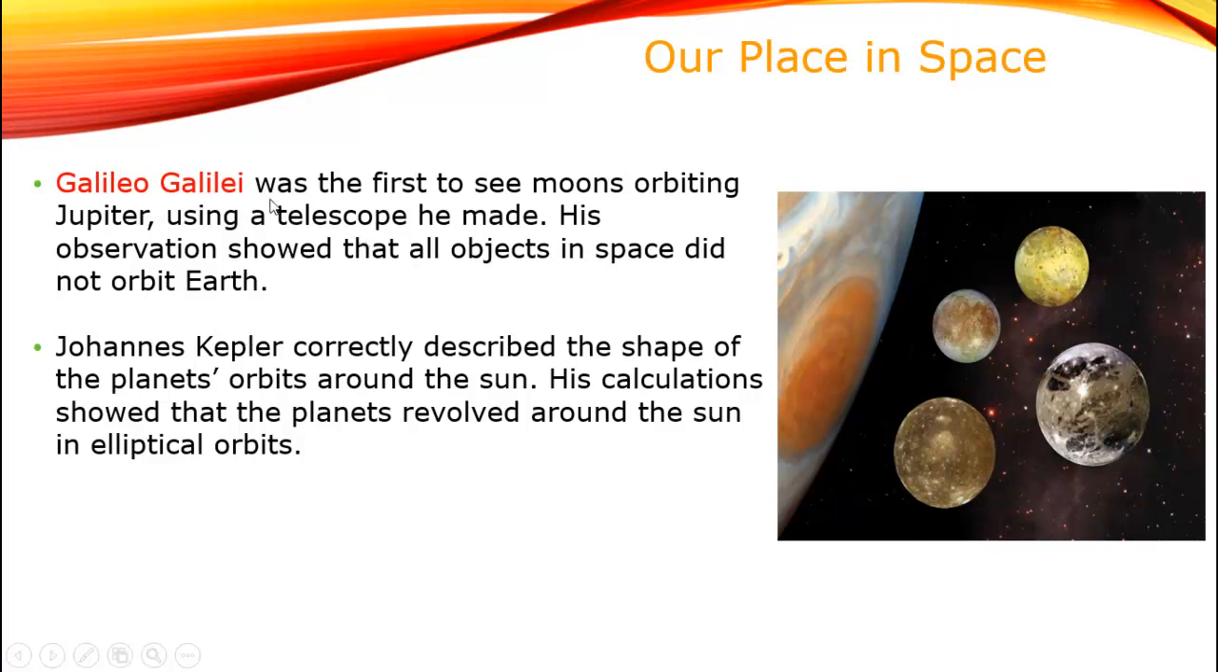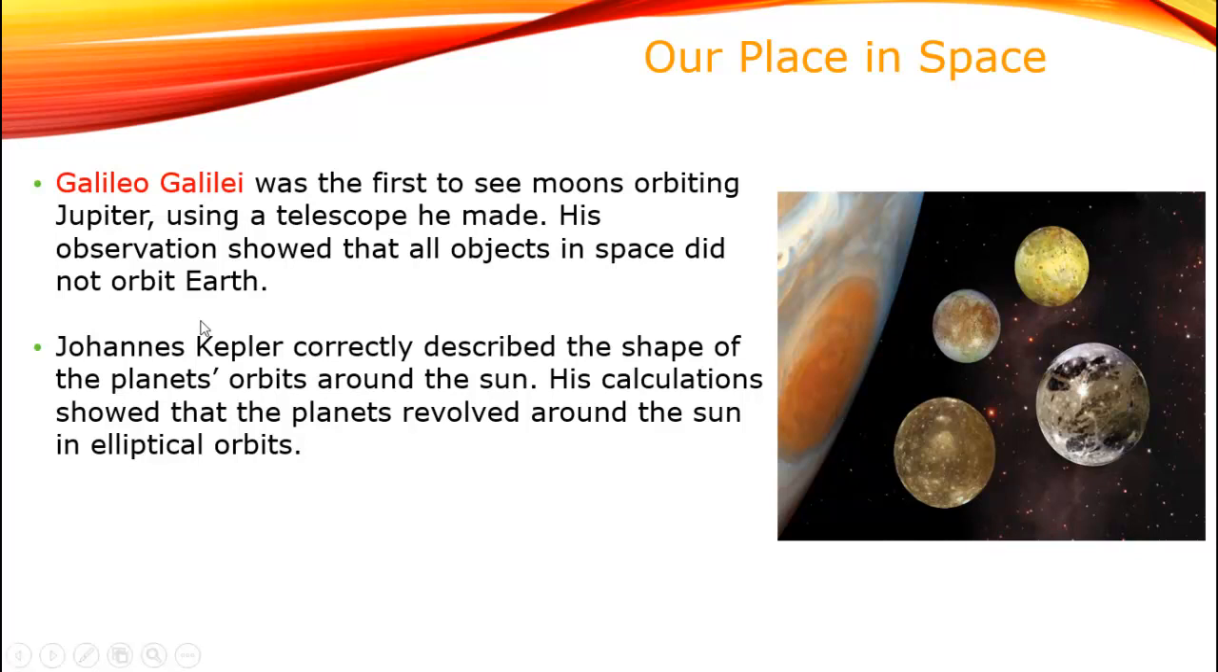Galileo Galilei was the first one to see moons orbiting Jupiter. Jupiter has 4 moons. He used a telescope he made. His observations show that all objects in space do not orbit Earth. So his observation proves that all objects in space didn't orbit Earth.